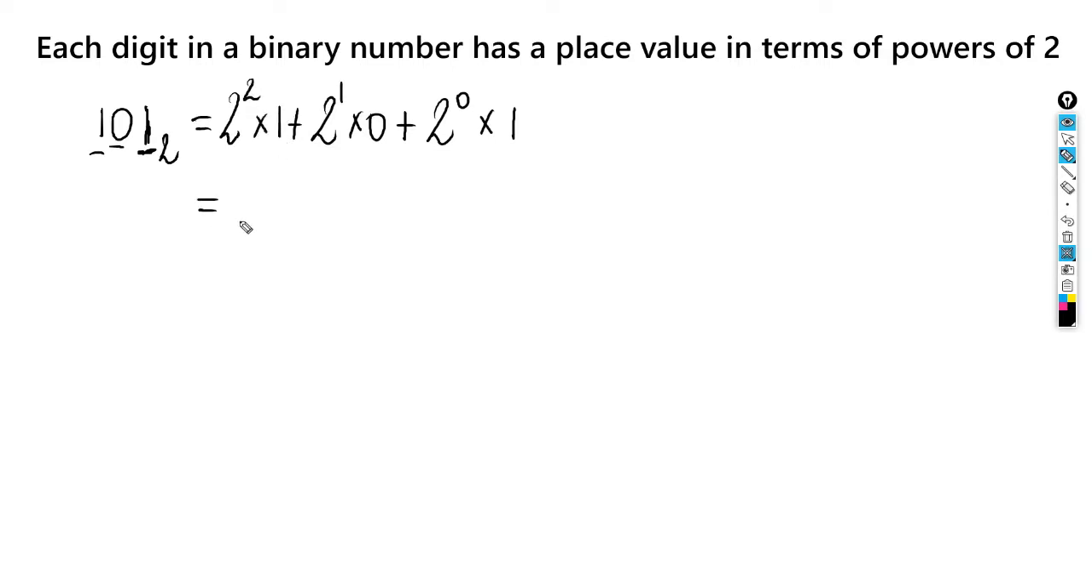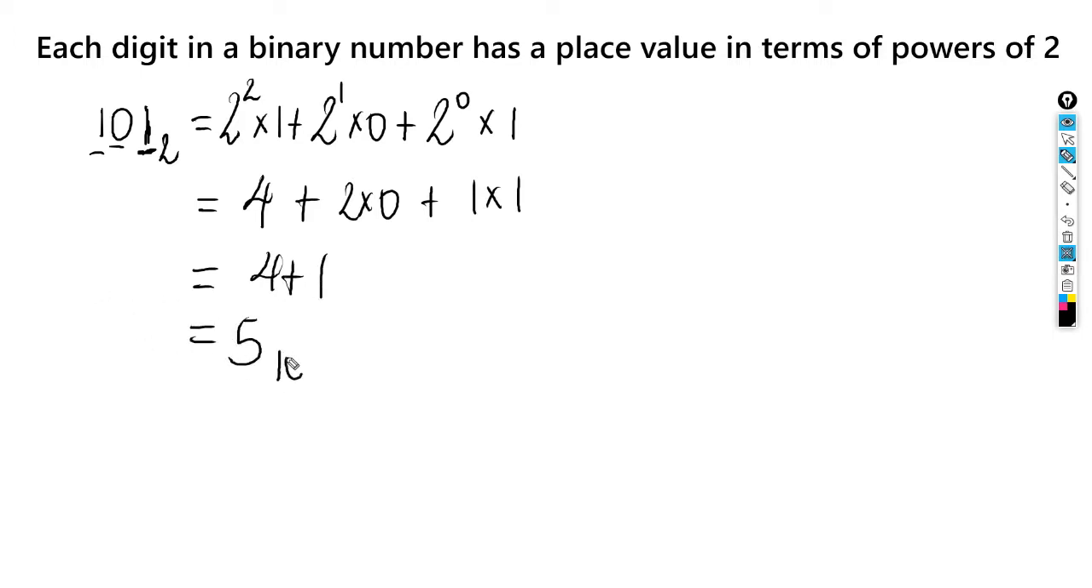All right, so you'd end up with 4 here. 2 to the 2 is 4 plus 2 times 0, which would give you 0, plus 1 times 1. So the answer for that is actually 4 plus 1, which is equal to 5, all right, to the base 10. So 101 in the base 2 is actually the same thing as 5 in the base 10, okay? 5, just a normal number 5 that we'll always use, all right?